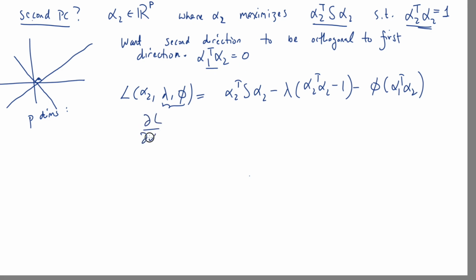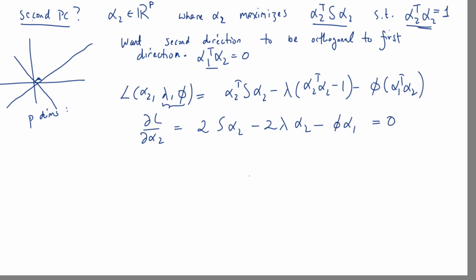Again, I take the derivative with respect to alpha2. I'll get 2 S alpha2 minus 2 lambda alpha2 minus phi alpha1. And we want to make this equal to 0.